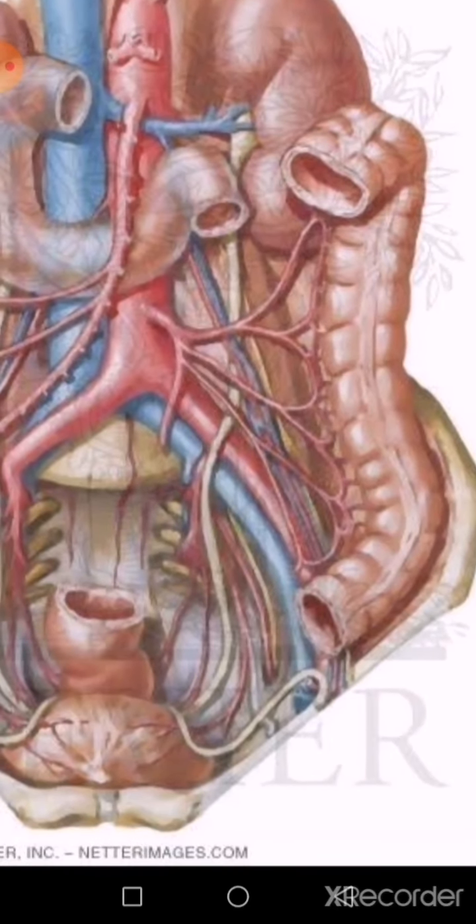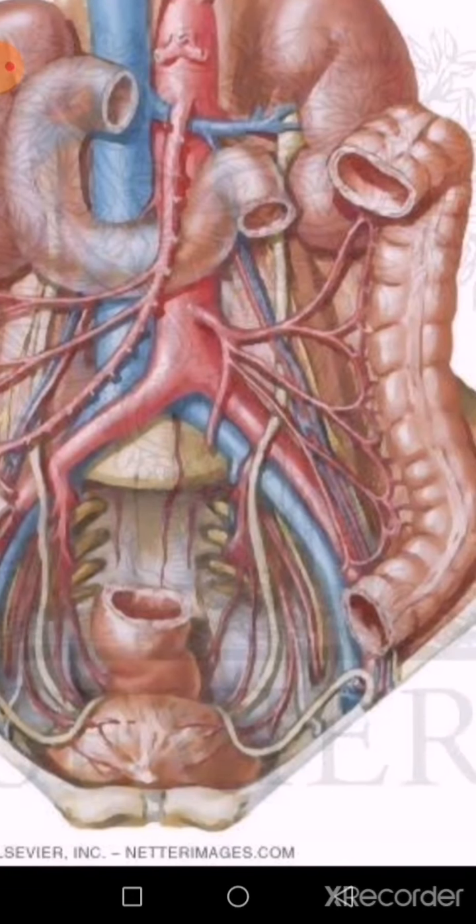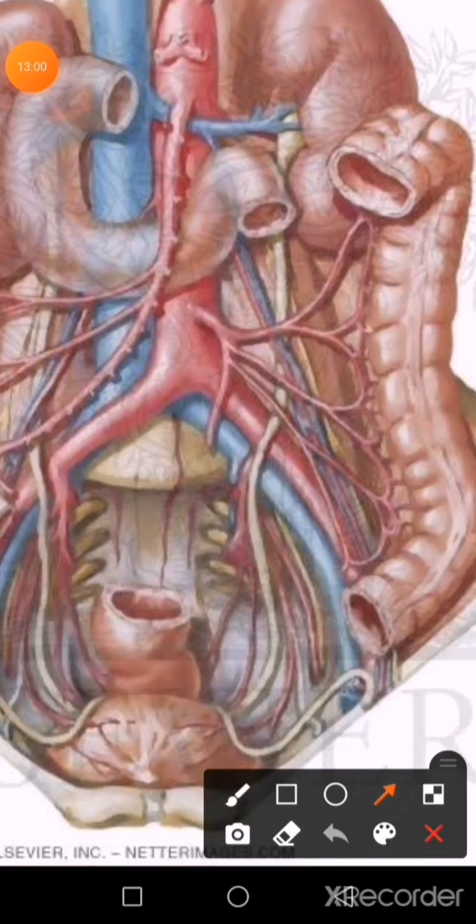On the left side you can see that the relation immediately towards the left are the left gonadal vessels and also the inferior mesenteric vein. Left gonadal vessels and the inferior mesenteric vein, and you can see the left gonadal vessels over here.